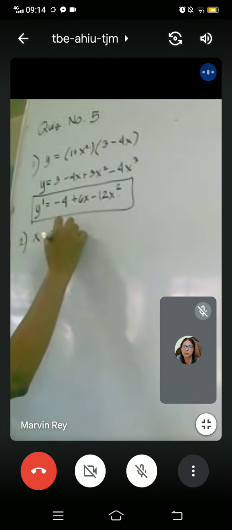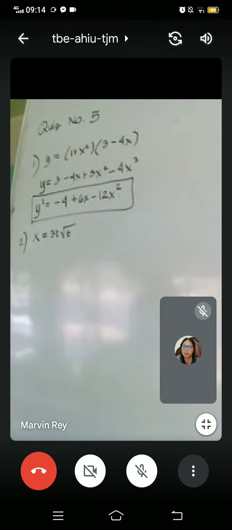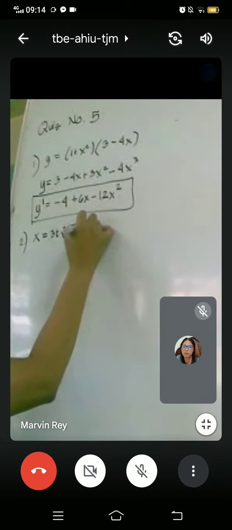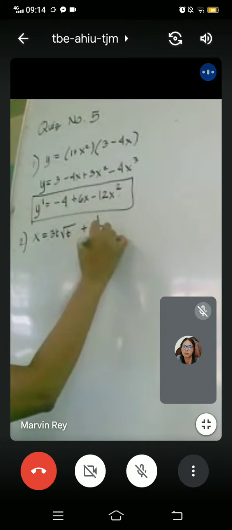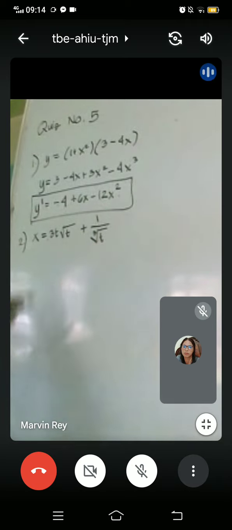So, next, let's proceed with x is equal to 3t square root of t plus 1 over cube root of t. So, for this case, kani may murag average ra. Di siya lisod pero average lang. Sakto lang. Di ba siya lisod po kay taas na siya process.